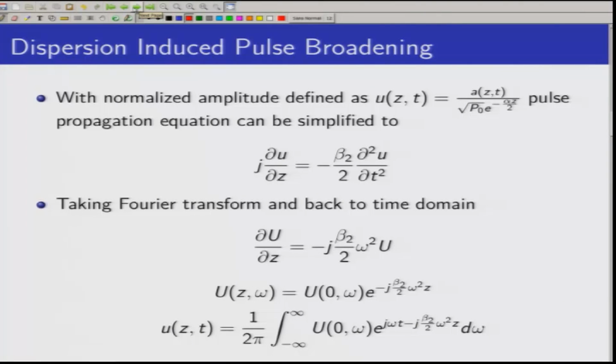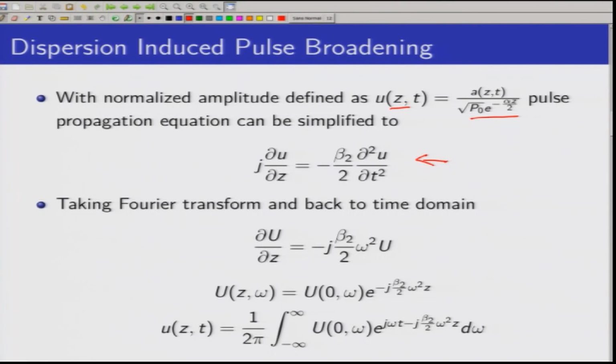Once we define a normalized amplitude which takes care of the attenuation, U(z,T) is given by A(z,T) over the square root of P naught, times exponential e to the power minus alpha z by 2. P naught is the peak power. So, we get a more simplified pulse propagation equation which is given by this equation.